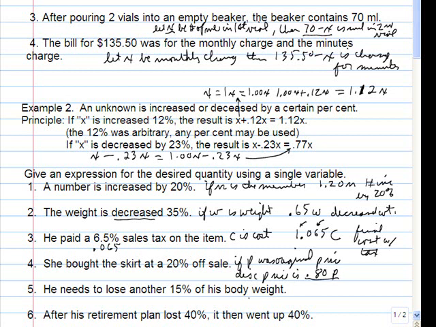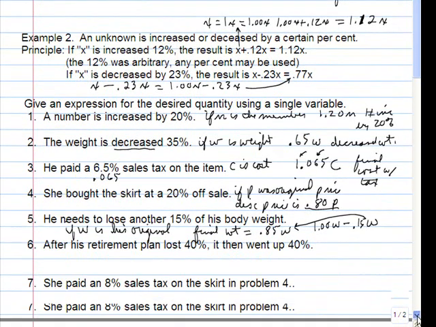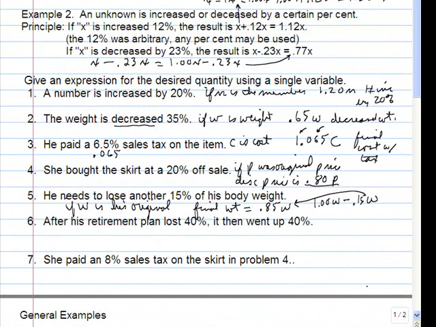He needs to lose 15% of his body weight. If W is his original weight and he loses 15%, that's like a discount. So that's going to take 15% off of W. So his final weight is 0.85W. That would be 1.00W minus 15% of W, and that's how you'd get the 0.85W. Give ourselves a little bit more room here.